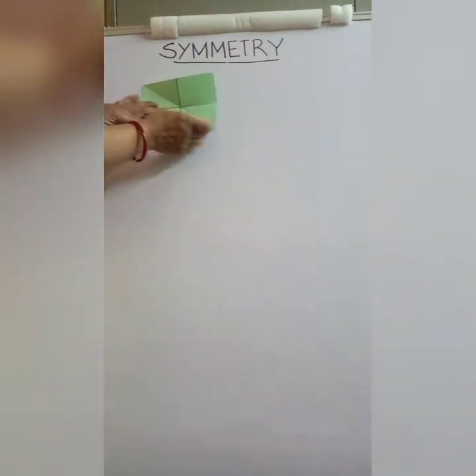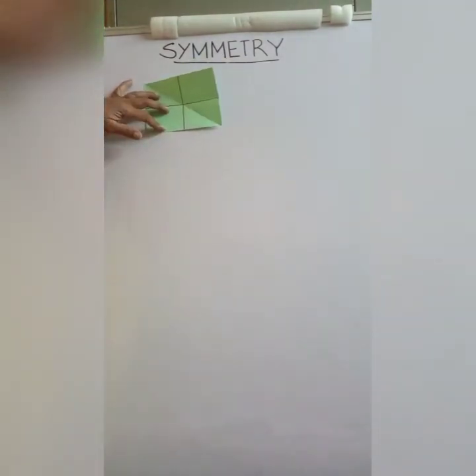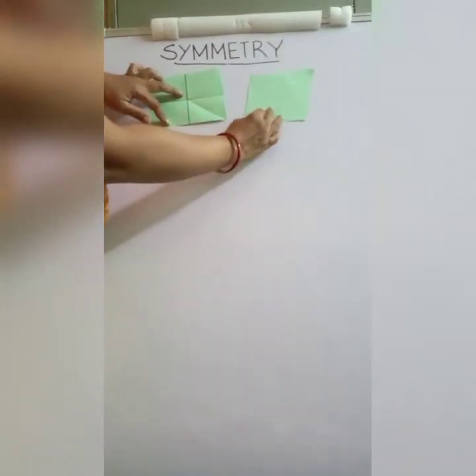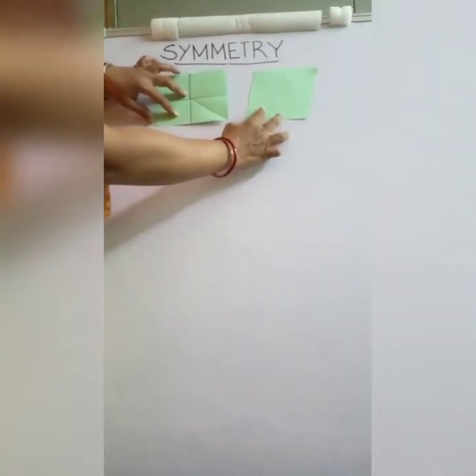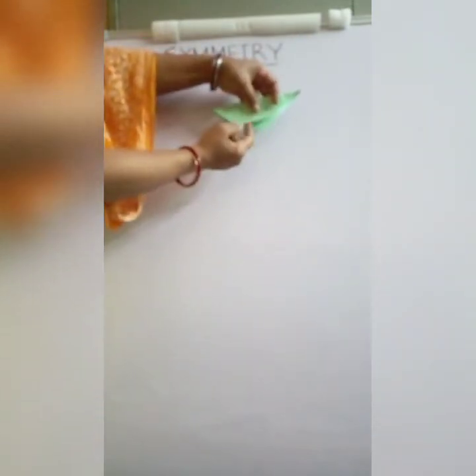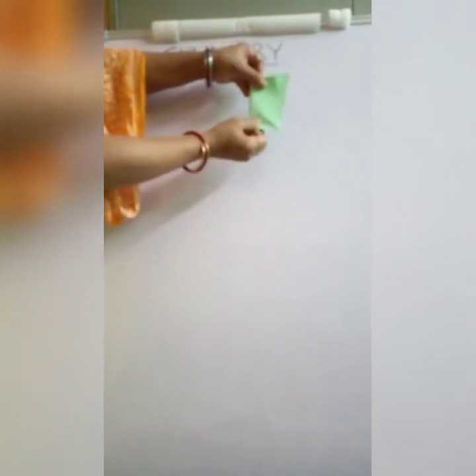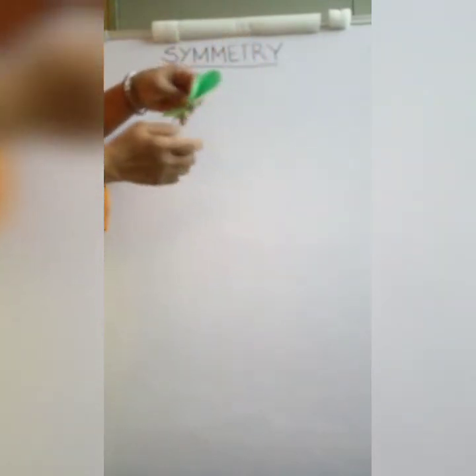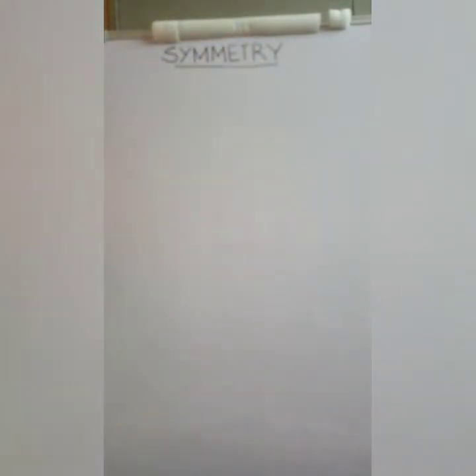Now when we push this a little bit, it becomes a parallelogram. The moment the rectangle becomes a parallelogram, what happens? We don't get any line of symmetry, because if we fold it diagonally, the two sides are not overlapping. If we fold it horizontally, two sides are not overlapping. They are not overlapping at all. So you can see that a parallelogram doesn't have any line of symmetry.